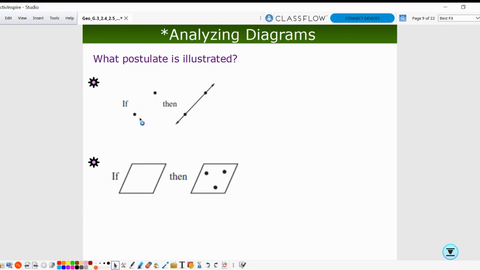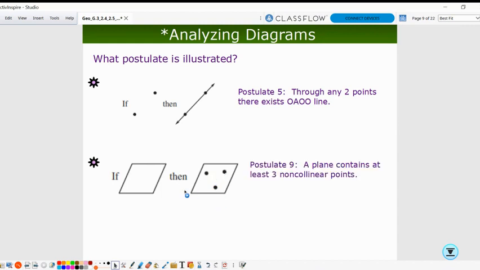Again, we have 2 points, and we have a line drawn through them. So this is something like, if there are 2 points, then we can draw exactly one line through them. That's postulate number 5. And then we have, if we have a plane, then it's made of at least 3 non-collinear points.